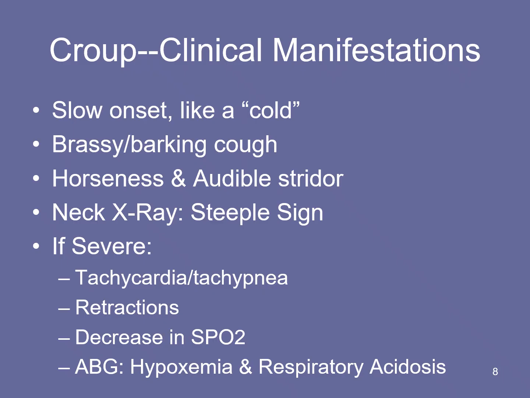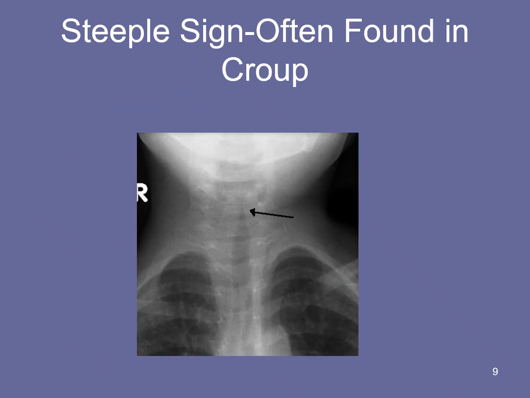So it's not that 100% of the patients that have croup are admitted, but a relatively large percentage, I would say in that mid-range, 40, 50%, maybe as much as 60% end up being admitted. Whereas with epiglottitis, they're almost universally admitted to the hospital. And as I alluded to earlier, the steeple sign is often found in croup.